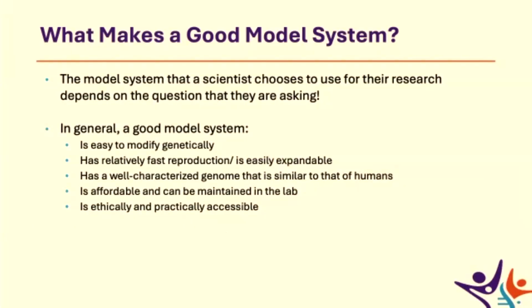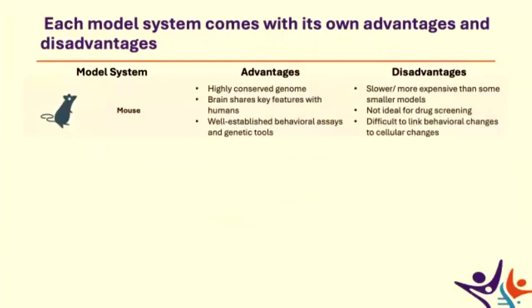They need to have a relatively fast reproduction or be easily expandable for the speed of doing the research and doing the science. Ideally, they have a well-characterized genome that'd be similar. What similar means depends on the model system, but sort of similar, at least in the genes that we're interested in studying in that system, to that of humans. They need to be affordable and can be maintained in the lab easily. And then obviously we want it to be ethically and practically accessible.